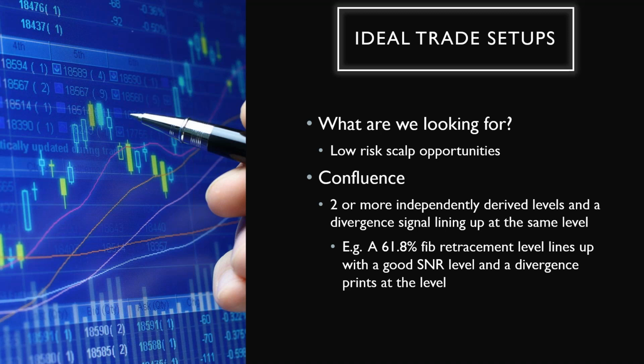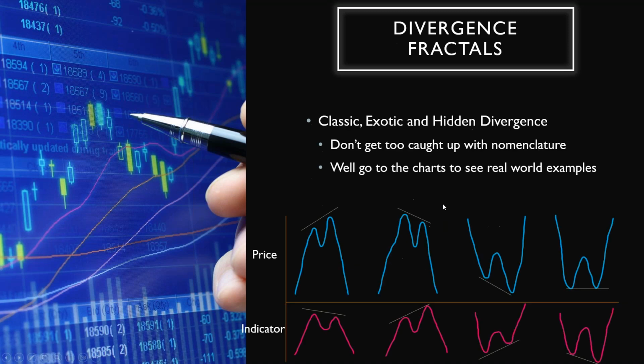We're looking for, like I said, low risk scalp opportunities, and we're looking for confluence. So when there are 2 or more independently derived levels and a divergent signal lining up at that level or area in the chart, that's what we're talking about. Let's say we have a 61.8 fib retracement level lining up with one of our support and resistance levels that we drew on the chart, and then a divergence prints as the market is testing that level. That would be your confluence and your trigger to take the trade.